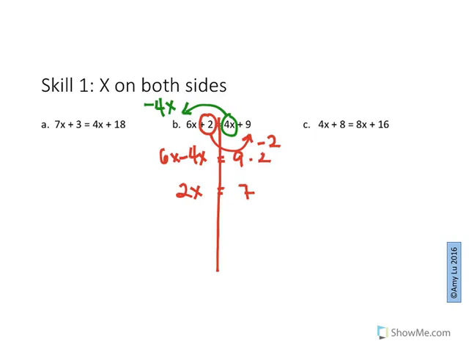So then finally, I have to divide. 2 times what makes 7? Well, clearly it's not a whole number. It will have to be a decimal. So actually, I do need to do some division. So I know that x is going to be whatever 7 is divided by 2. And in this case, 7 divided by 2 will be 3.5.